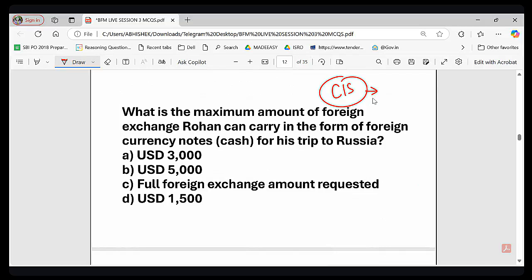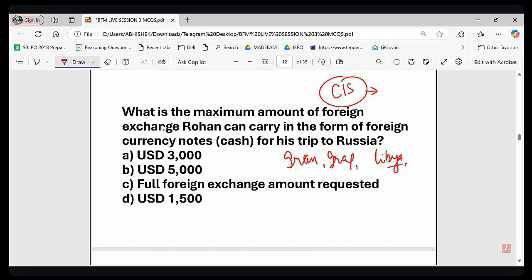Can you name some other countries where this exception applies? Yes, one answer I am getting: Iran, Russia, Libya and Syria. Okay, great, very nice answer. Let me write down the examples: Iran, Iraq, Libya, and Russia. Russia is of course there.